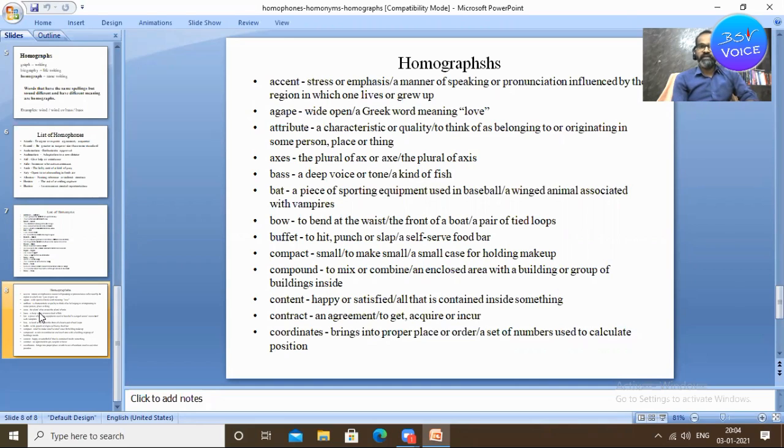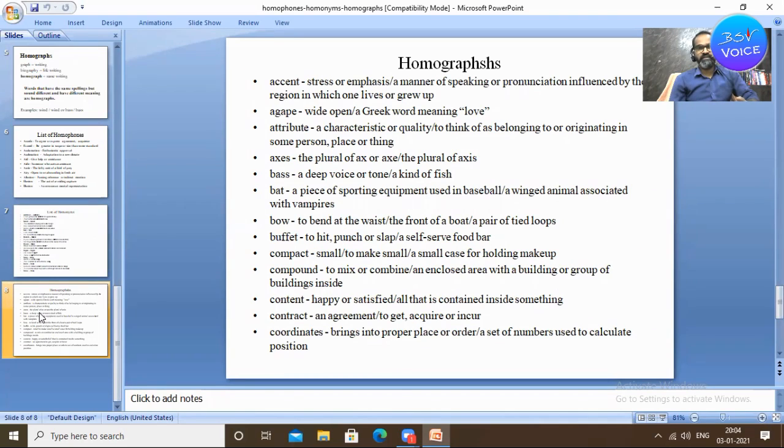At the same time, agape: wide open, a Greek word meaning love. So it's wide open, gape. A gape is wide open. And if you take the same meaning, a Greek word, it means love.